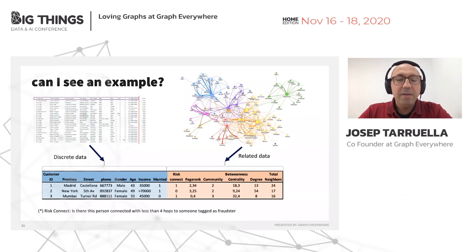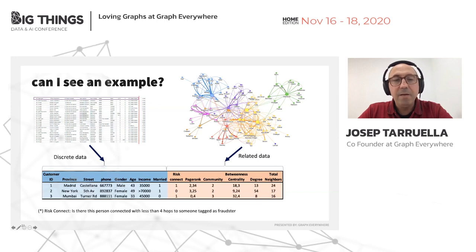Let's imagine the same table I showed you a couple of slides before, that has this data. This is the discrete data of our customer. We have the customer ID, the address, the phone number, the gender, the age, the income, if they are married or not, the level of studies, whatever. We can have 50 more features here, okay? It's a table of a lot of features. But look, none of these features talks about the context of this customer. Let's imagine that this dataset is for calculating credit risk in a bank, okay? So all this from the left comes from the table, and all this from the right comes from the graph.